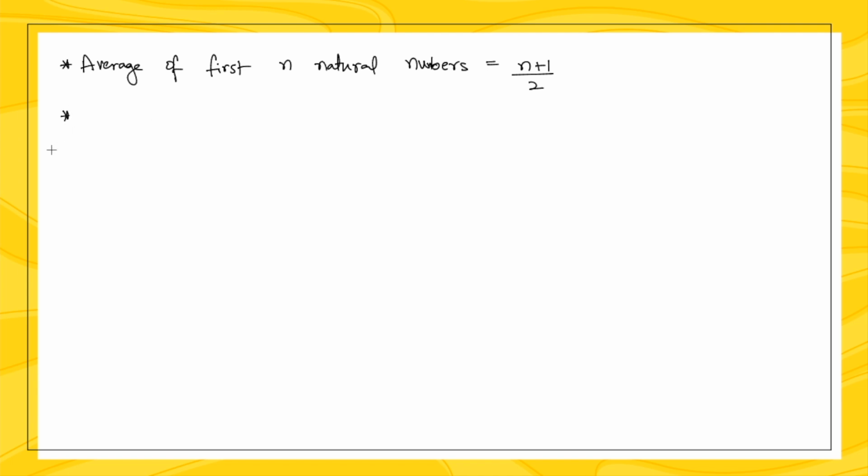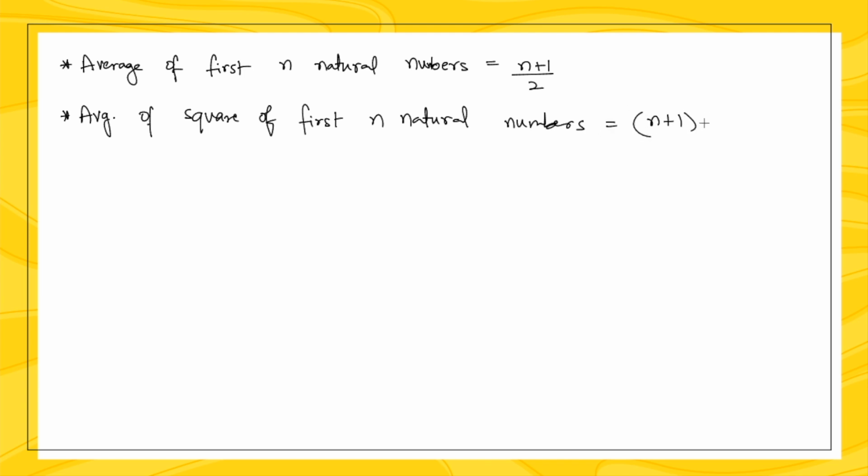Then if somebody asks you to find out the average of the squares of the first 10 natural numbers, so the average of the squares of the first n natural numbers, the formula is n plus 1 multiplied by 2n plus 1 divided by 6. This is the formula to calculate the average of the squares of the first n natural numbers.